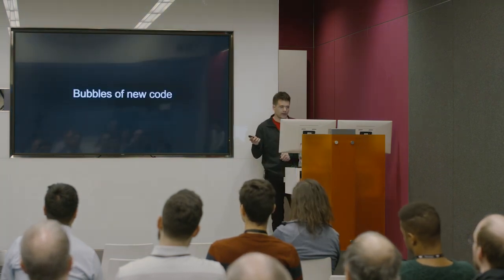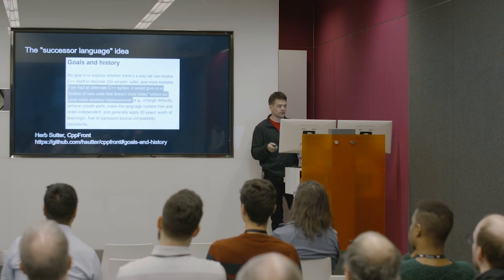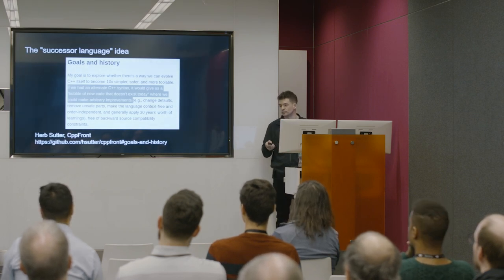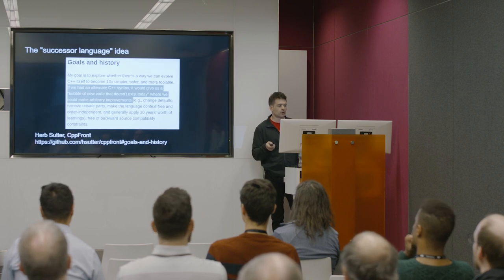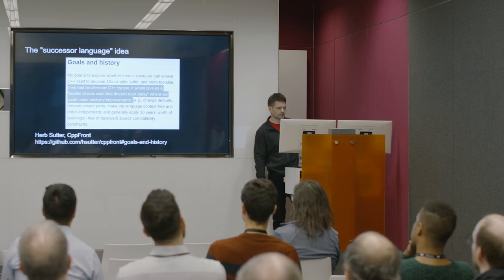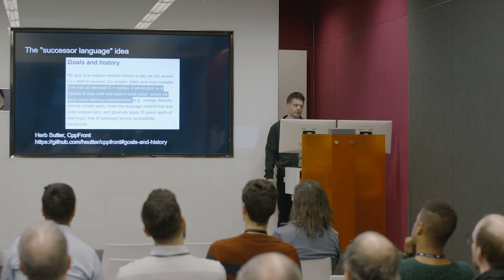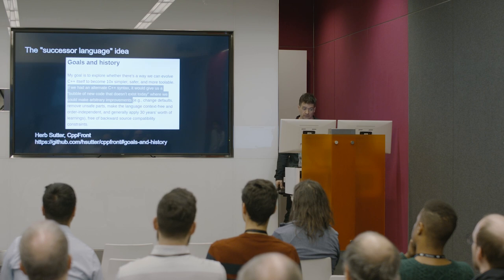Bubbles of new code. When Herb Sutter gave his CPP2 announcement last year, his motivation is that if we had an alternate C++ syntax, it would give us a bubble of new code that doesn't exist today where we can make arbitrary improvements. And he lists all these things that are great ideas. We want to change the defaults to remove unsafe parts, improve the syntax to make it more context-free and order-independent, and apply 30 years worth of learning free of backward source compatibility constraints. So he's saying bubble of new code with new syntax, alternate C++ syntax.